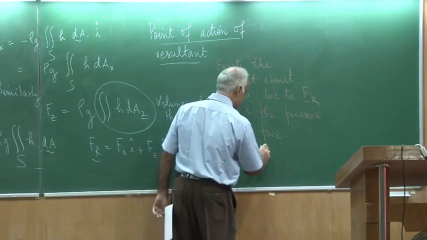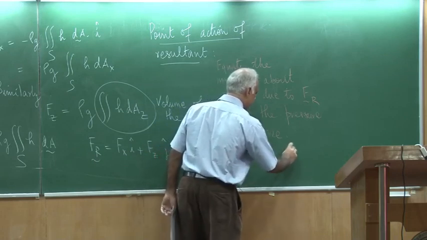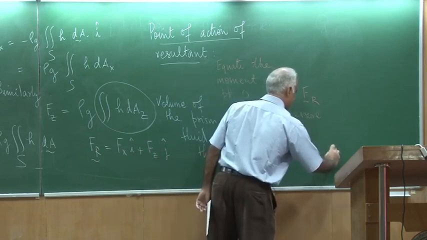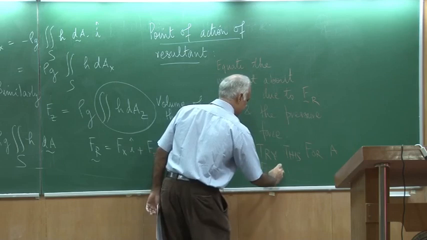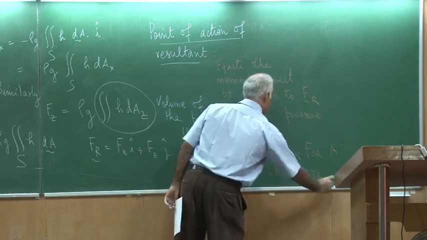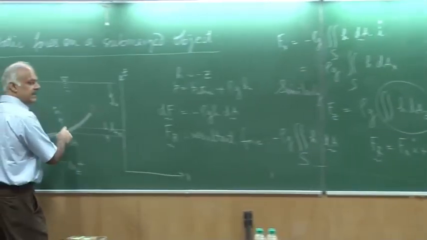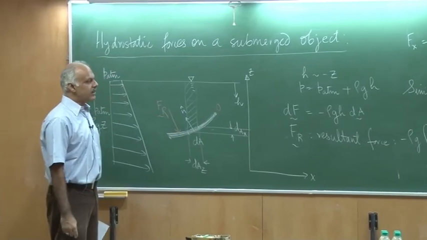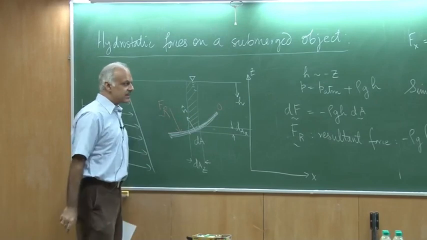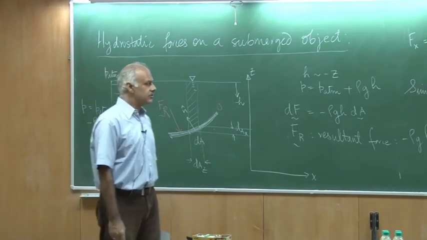I would like you to do this as a home assignment. So, please try this for a flat plate. Assume that this object is a flat plate and then try to find out what is the point at which this resultant force acts. It is rather simple. If it is a curved object, then you will have to work a little harder.